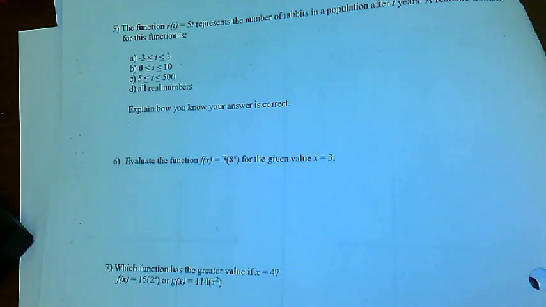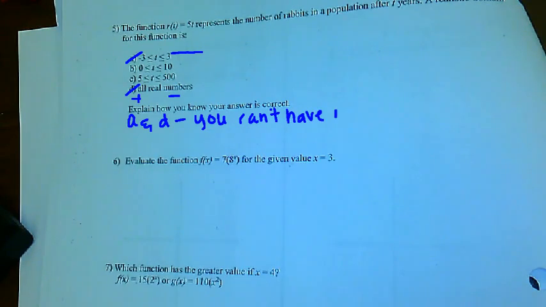Okay, so this question, can we have a negative number of rabbits? No. Okay, so same thing for this. Remember, all real numbers would be positives and negatives. Okay, so for these, A and D, you can't have negative rabbits.